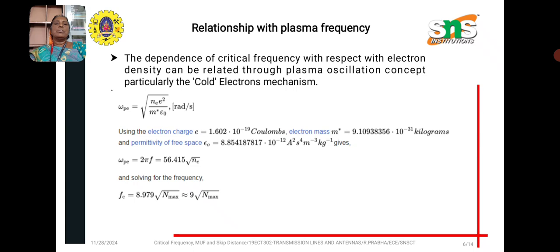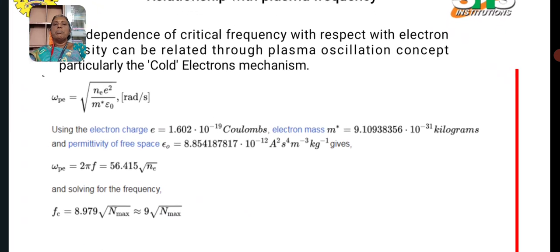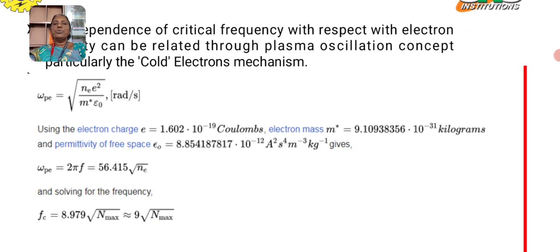And now we are going to see the relationship with plasma frequency. So the dependence of critical frequency with respect to electron density can be related through plasma oscillation concept, particularly the cold electrons mechanism, and it is given by the expression omega p is equal to root of N e squared by m epsilon naught radians per second.